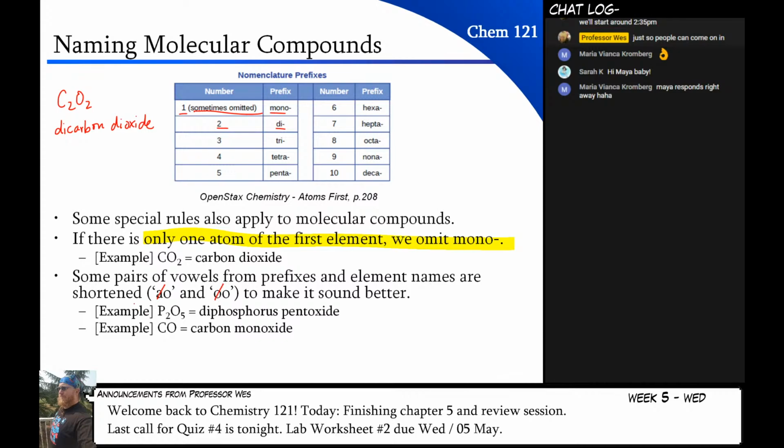So for instance, right here, I have P2O5, which would be diphosphorus, because there's two phosphoruses. And then for 5, the prefix is penta. But pentaoxide sounds like too many syllables. So we make it pentoxide. And you'll notice that the A here was dropped. Same with carbon monoxide. Instead of having monooxide or monoxide or something like that, we get rid of the first of the two vowels.